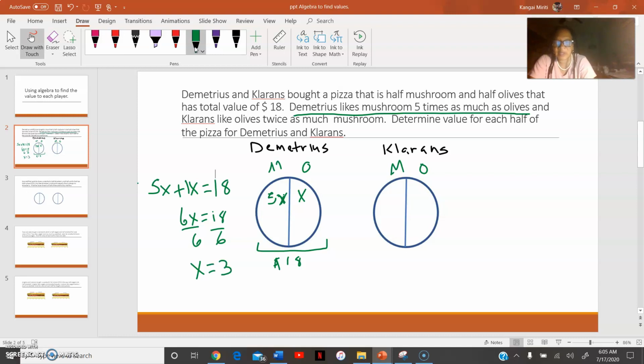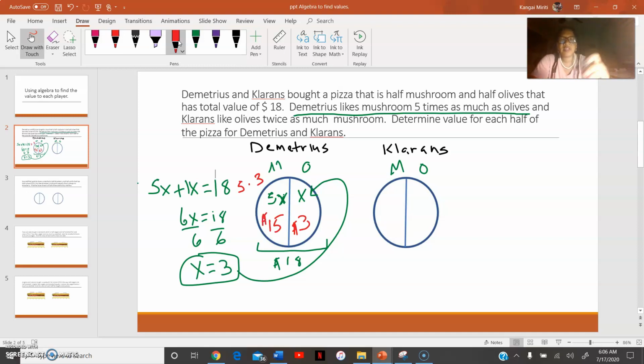And now, to go back to our problem, now that we know that x is 3, what represented x was the olive side. So we now know that for Demetrius, the olive side is $3, because our x came out to be 3. And the mushroom side is 5 times the olives, or 5 times $3, which is $15. So let's do the same thing for Clarence on the other side.